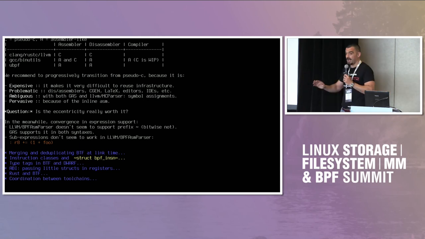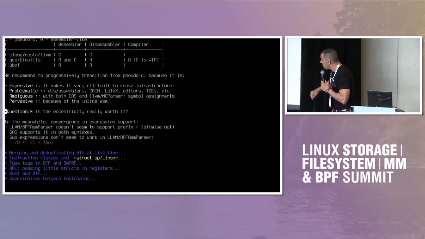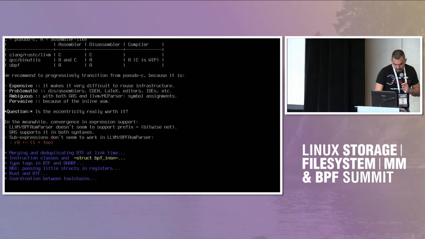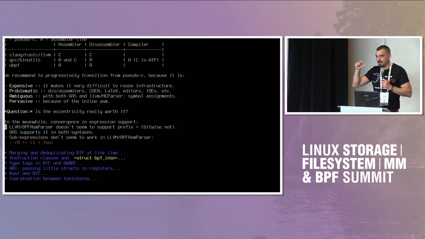Now, I know we will have time to discuss during those days, but in the meanwhile, there are a couple of little things. For some reason, in the BPF assembly parser that you have in LLVM, the prefix bitwise not is not supported, because you have a switch statement there that actually filters before calling the parse expression.